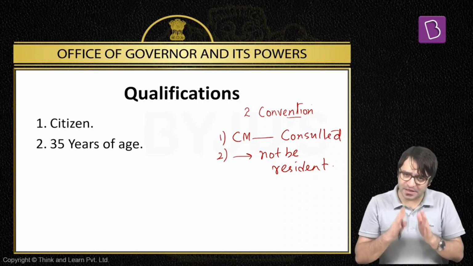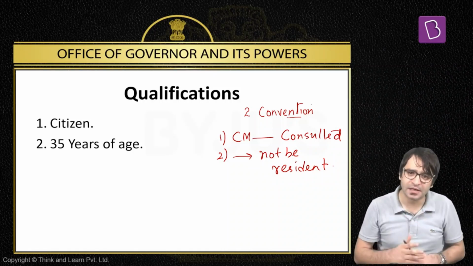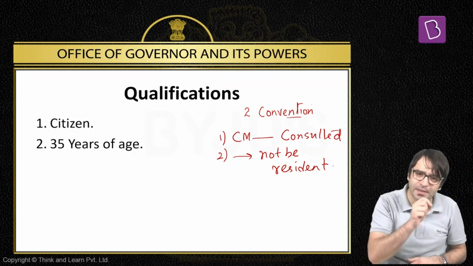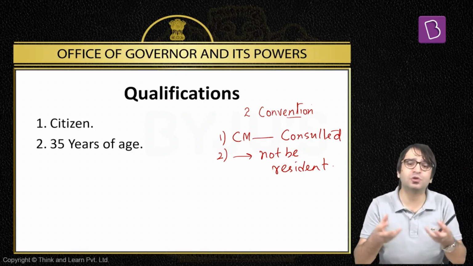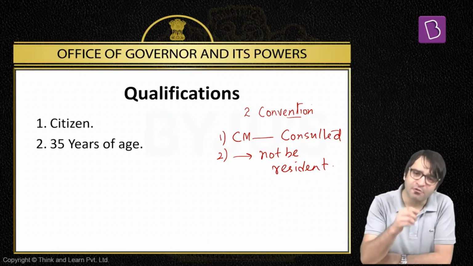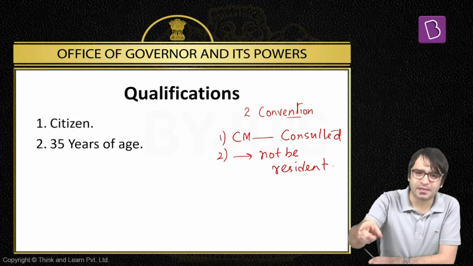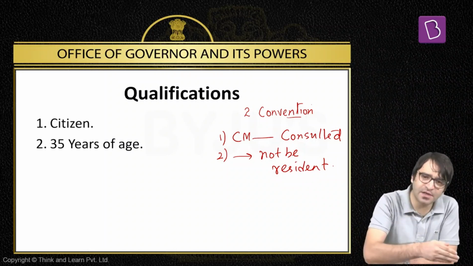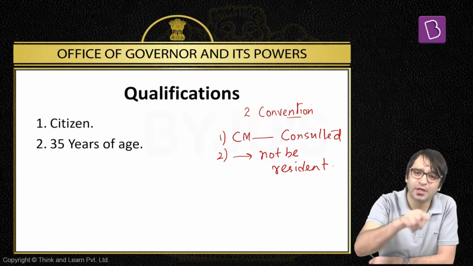So two qualifications have been prescribed by the Constitution for someone to be appointed as the governor of a state. Qualification number one, citizen of India. Qualification number two, you must have completed 35 years of age. But additionally, two conventions have also resulted. Unfortunately, both these conventions have been violated as well. Which are these two conventions? One, when a governor to a state is appointed, the chief minister is consulted. Two, the governor to a state should not be a resident of that state to which he or she is to be appointed.